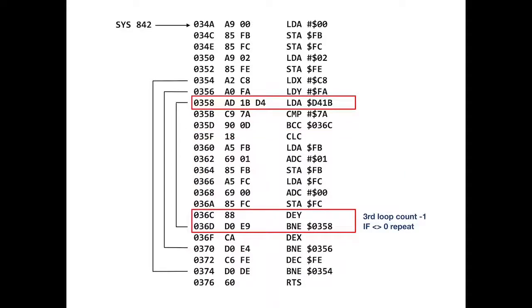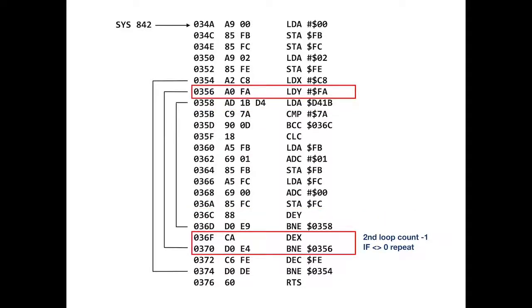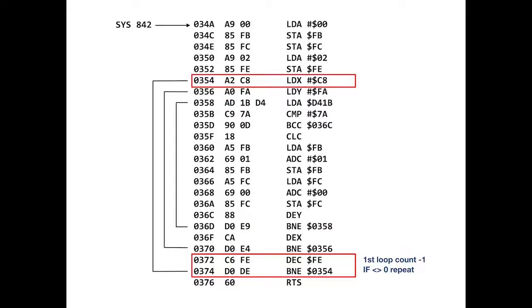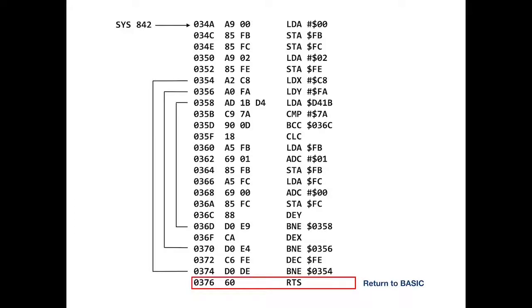Then we decrement the third loop counter by 1. If the counter has not reached 0, then repeat by jumping back up and get the next random number. If it is 0, then we decrement the second loop counter by 1. If it hasn't reached 0, then we repeat by jumping back to the beginning of the third loop. If it is 0, then we decrement the first loop counter by 1. If it hasn't reached 0, then repeat by jumping to the beginning of the second loop. And finally, if we're finished, then we return back to BASIC.